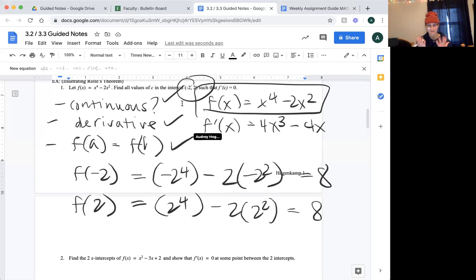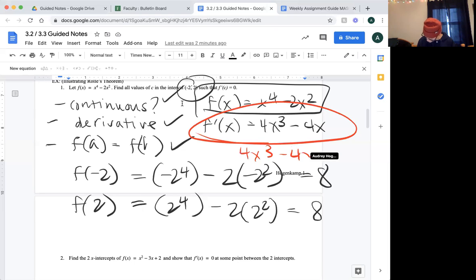So since our checklist is completed, then we know that there is some point in the interval between a and b where the graph has a horizontal tangent line. A horizontal tangent line takes place when the derivative is equal to 0. So we're going to focus on our derivative and set it equal to 0. So 4x cubed minus 4x equals 0.